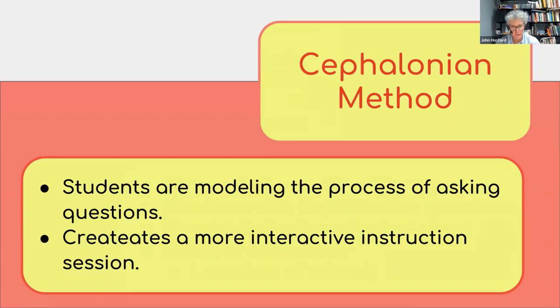The Cephalonian method was created in the early 2000s at Cardiff University in the UK, and very simply, it provides a way to preload questions that the students can ask at a given point during a library session to facilitate talking about the answer. The librarian can talk about the answer, or a staff person can talk about the answer if it's in the walking tour of the library. It provides students a model for the process of asking questions. It also creates a more interactive instruction session.